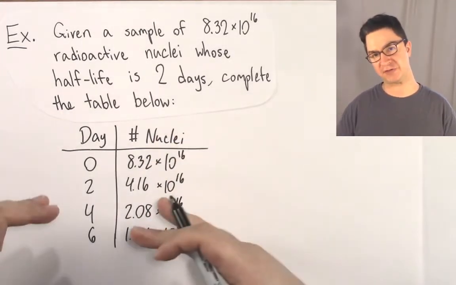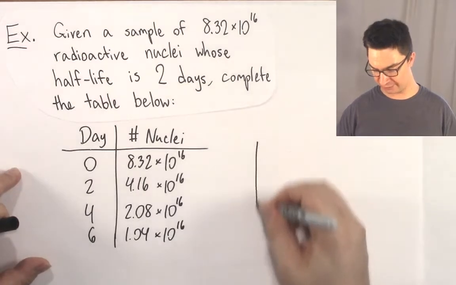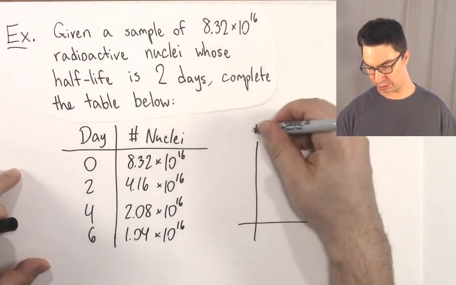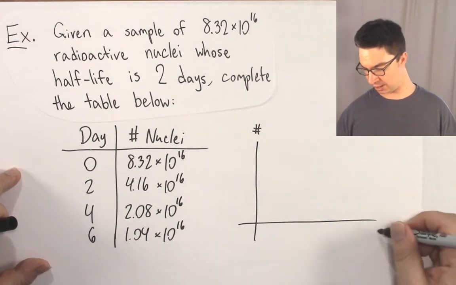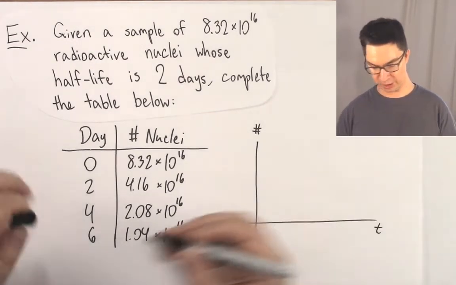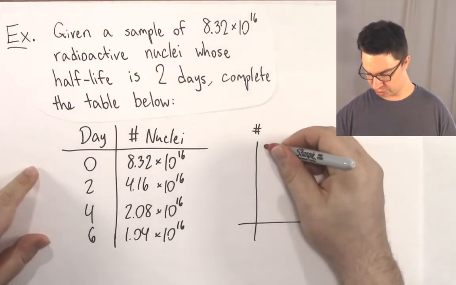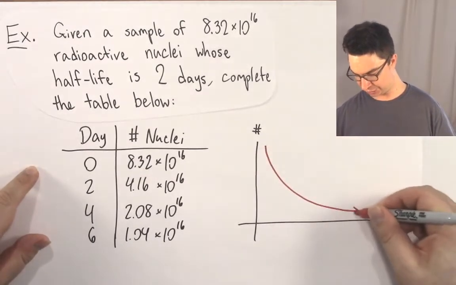And if you were to graph this relationship, you'd be looking at a graph of exponential decay, which looks like this. So if this is the number of nuclei over time on the horizontal axis, we expect to see, no surprise here, a nice exponential decay function.